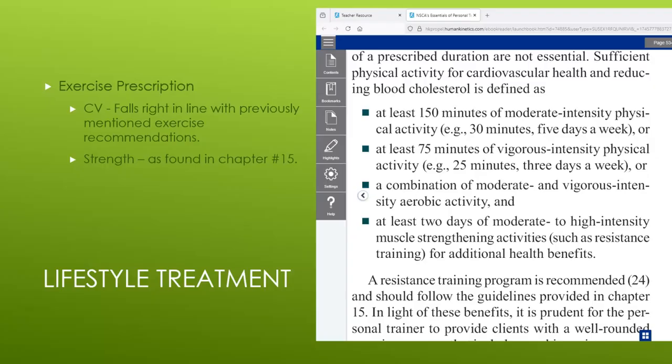Now, with exercise prescription, I don't like the idea of prescription here, but the book used it, and they used it in a previous chapter, so I'm going to go for it. When you look at cardiovascular fitness, it falls in line with many of the previously mentioned exercise recommendations. They talk about at least 150 minutes. You want 30 minutes 5 days a week, at least 75 minutes of vigorous, so 25 minutes 3 days a week, combination therein, or at least 2 days of moderate to high intensity muscle strength exercise, which is great. We've seen this before. We know this before.